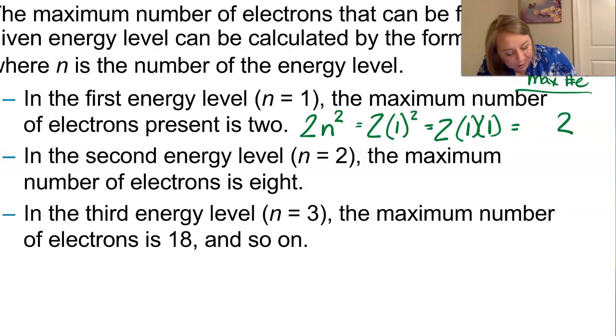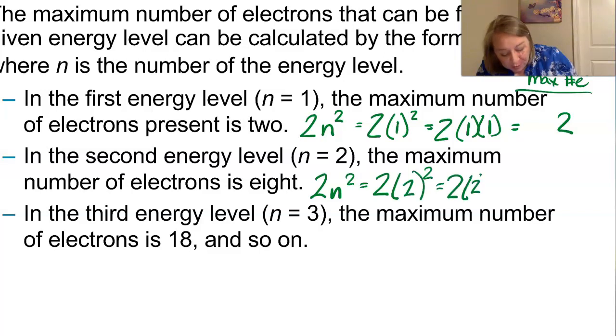In the second principal energy level, maximum number of electrons is 8. So 2n squared. My n is going to be my principal energy level, so that's 2 squared. So remember, that's 2 times 2 times 2. So 2 times 2 is 4. 4 times 2 is 8.